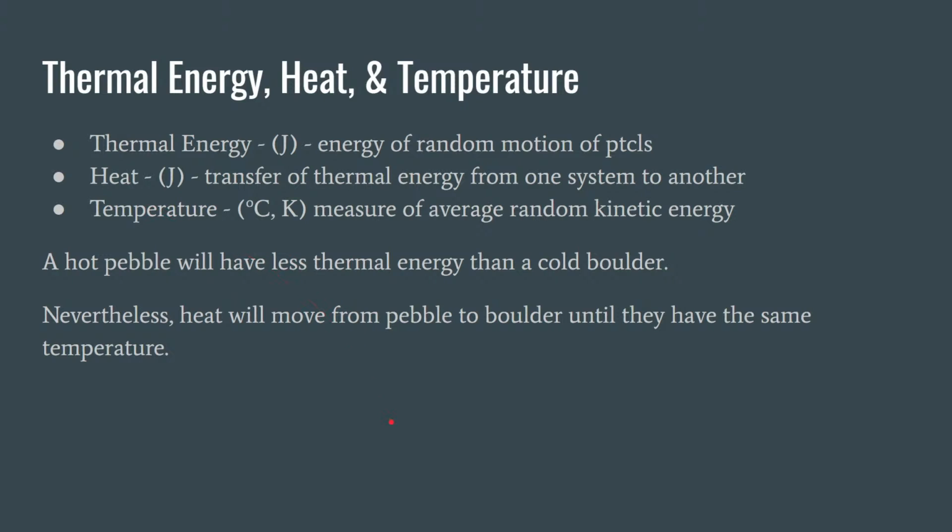Okay. So a hot pebble would have a higher temperature than a cold boulder, because the pebble, it's hot. The average of the motion of the particles are moving faster, and thus the average of that kinetic energy would be higher. But it would have less thermal energy just because it's smaller and there were fewer particles. Even so, the zeroth law of thermodynamics says that heat will move from the pebble to the boulder until they have the same temperature. Okay? That's what the zeroth law of thermodynamics says, that heat moves from higher temperature to lower temperature until the temperatures are equal, at which point they are in thermal equilibrium, as they call it.